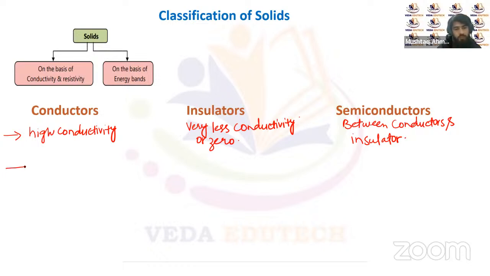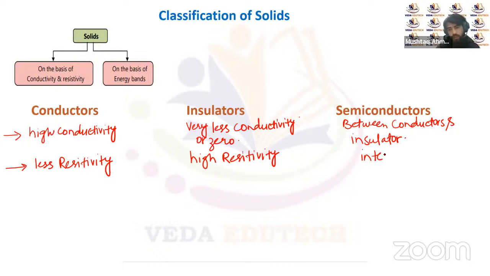Now talking about the resistivity, conductors have high conductivity, or we can say their resistivity is less, right? So conductors are of less resistivity. Insulators have high resistivity, and semiconductors have intermediate resistivity, right? That's the resistivity of semiconductors.